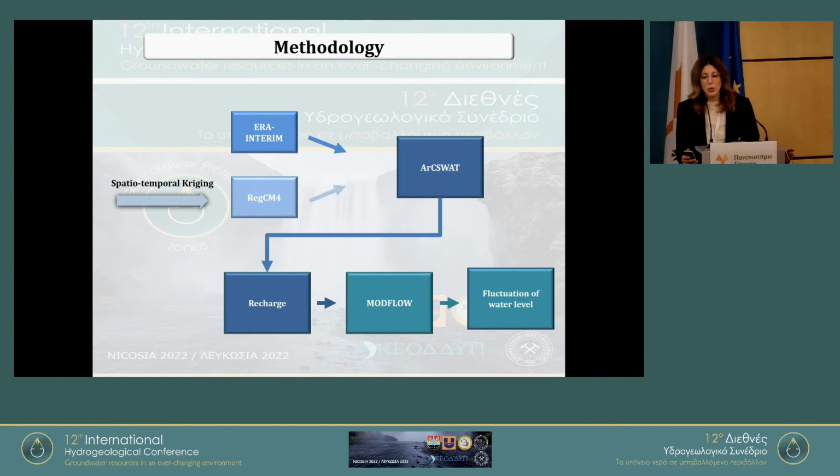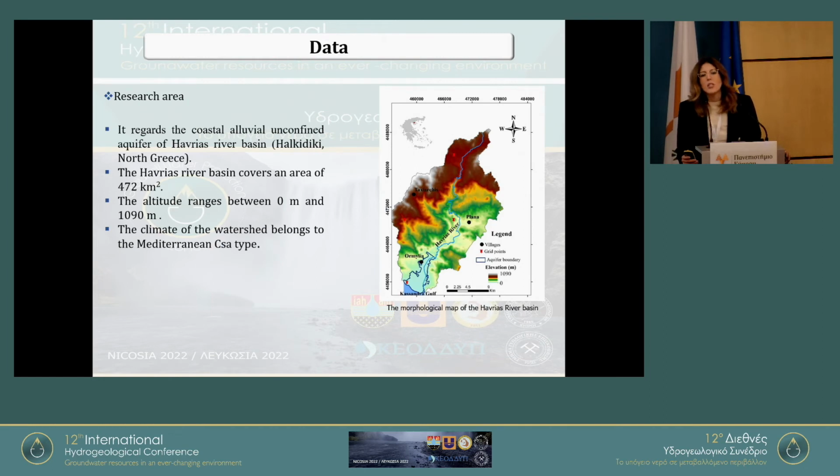methodology is introduced, including two major steps. The first one regards the processing of the climate data used to drive the hydrological models, and the second one regards the hydrogeological simulation of a coastal aquifer under different climate change conditions. Let's get to know the research area a little.